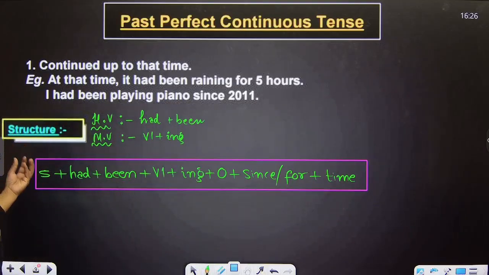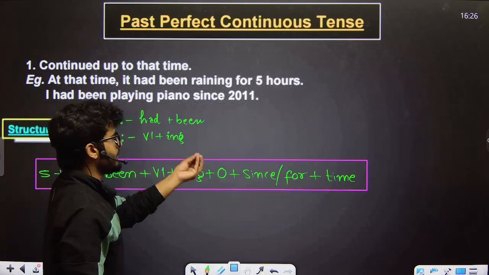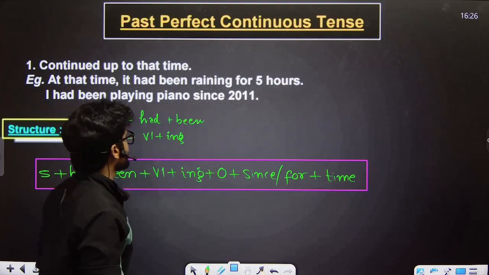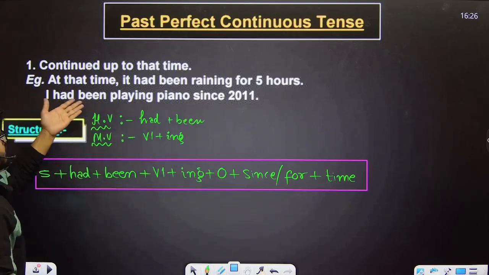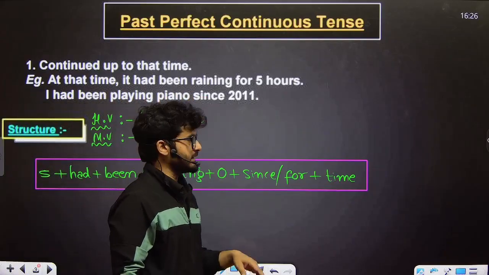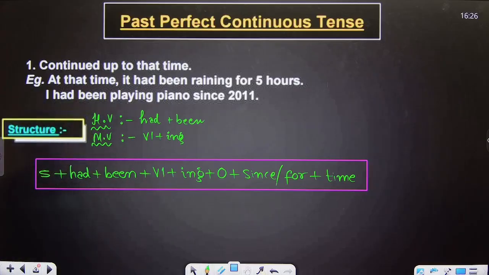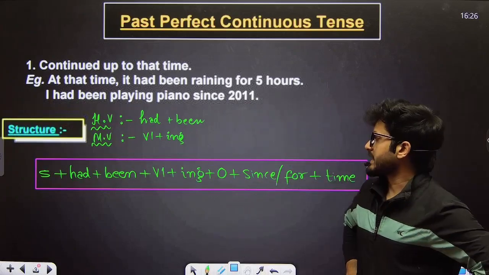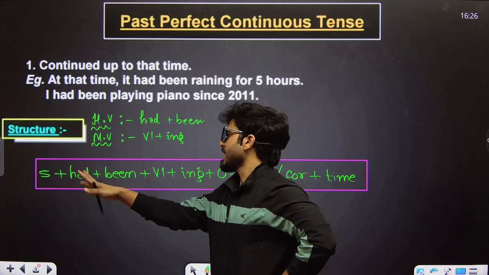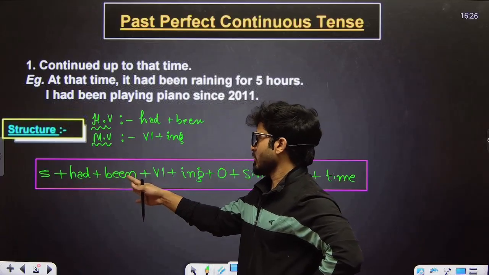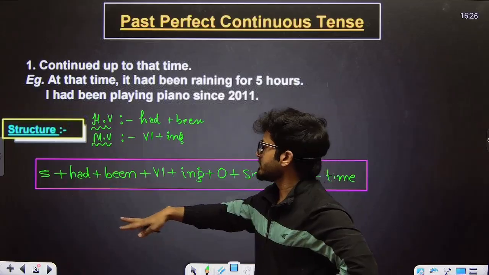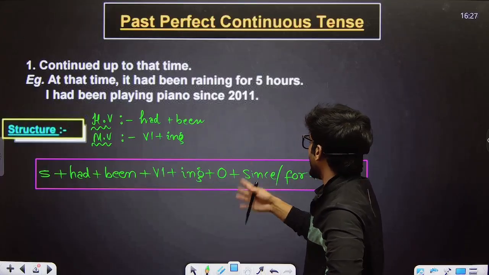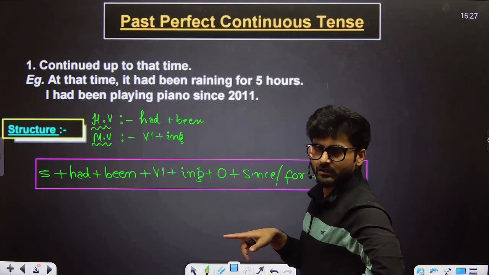Like Radha had been playing piano since 2012. Or I had been playing piano since 2011, written there. That structure is present over here. This is the affirmative case. In case of negative, you will have subject had not been. And in case of interrogative, you will have: Had, subject, been, verb 1 plus ing, object, since or for, like that, question mark. Got it?